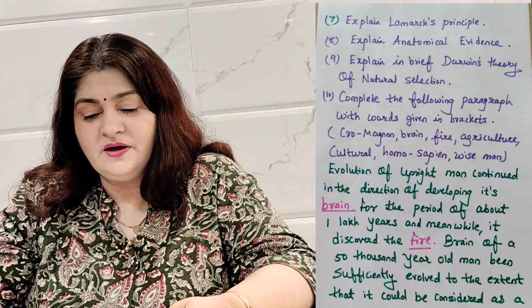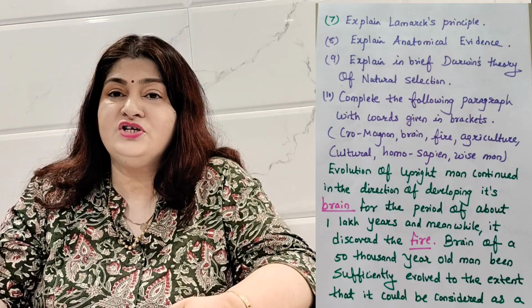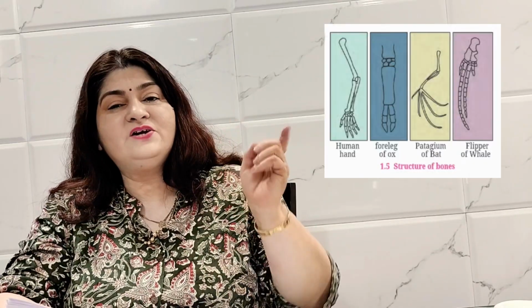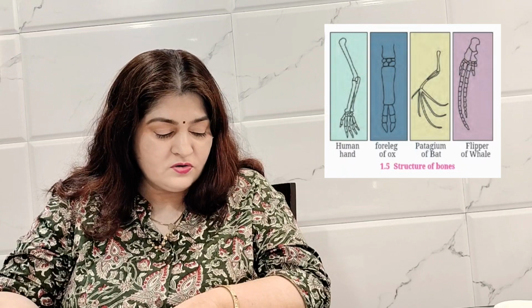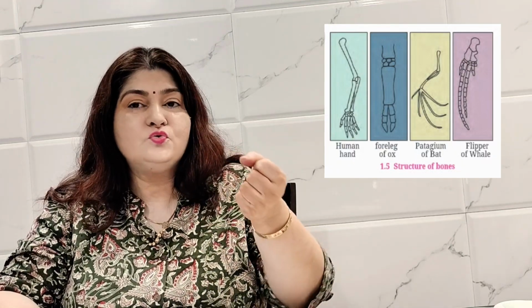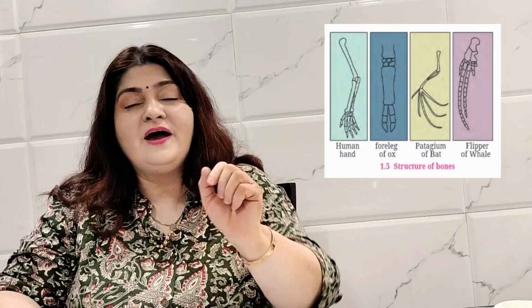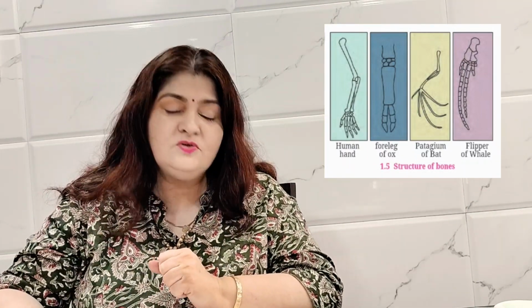Now the 8th one. Explain anatomical evidence. So what is anatomical evidence? Look at the picture. See, you can see human hand, foreleg of ox, patagium of bat and flipper of whale. See, our hand is used to eat food and to hold the things. Foreleg of ox is used for walking and balancing the body. Then patagium of bat is used for flying, and flipper of whale is used for swimming.